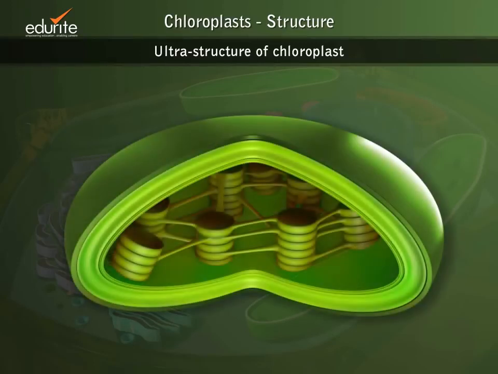Due to the three-membrane structure, the internal organization of the chloroplasts is more complex than in other organelles.